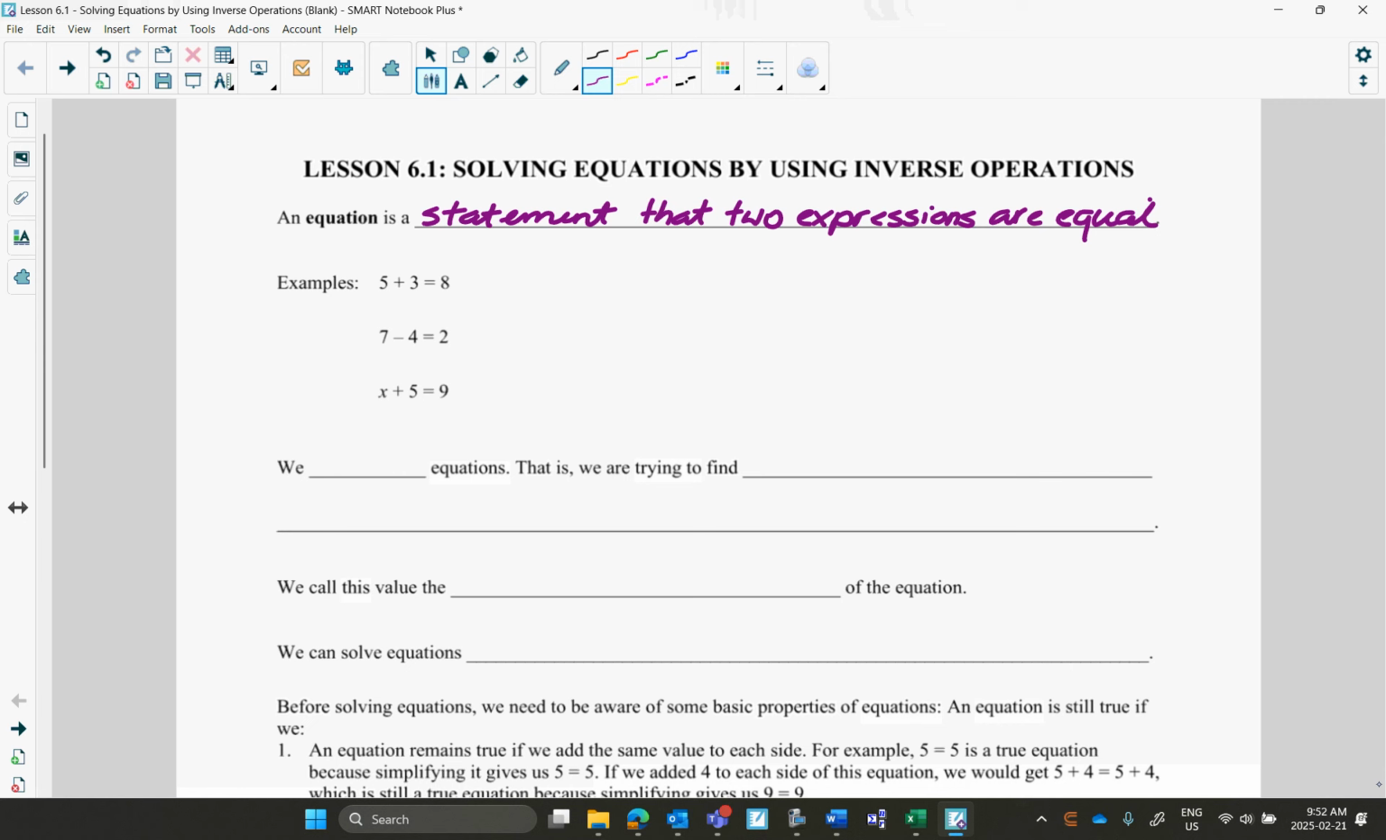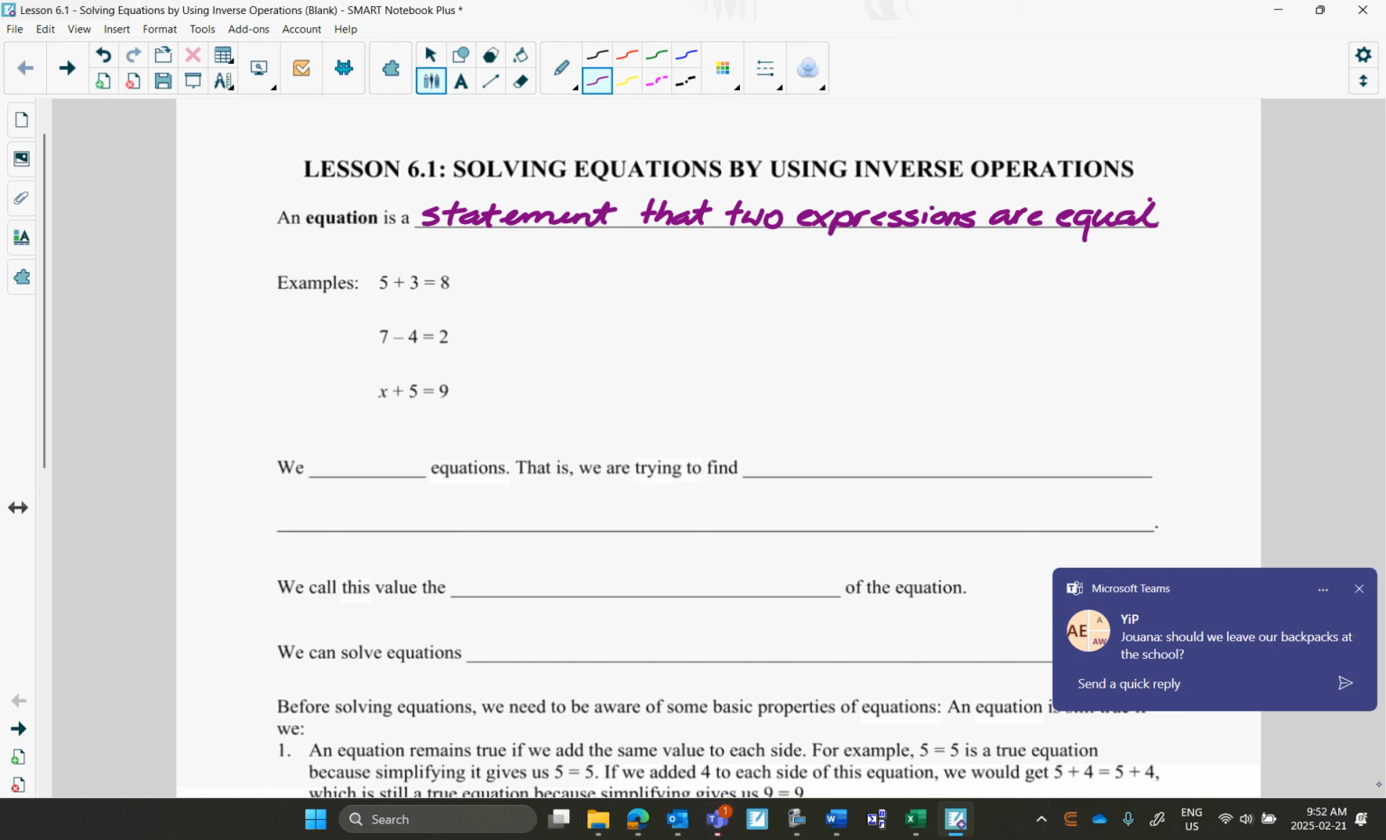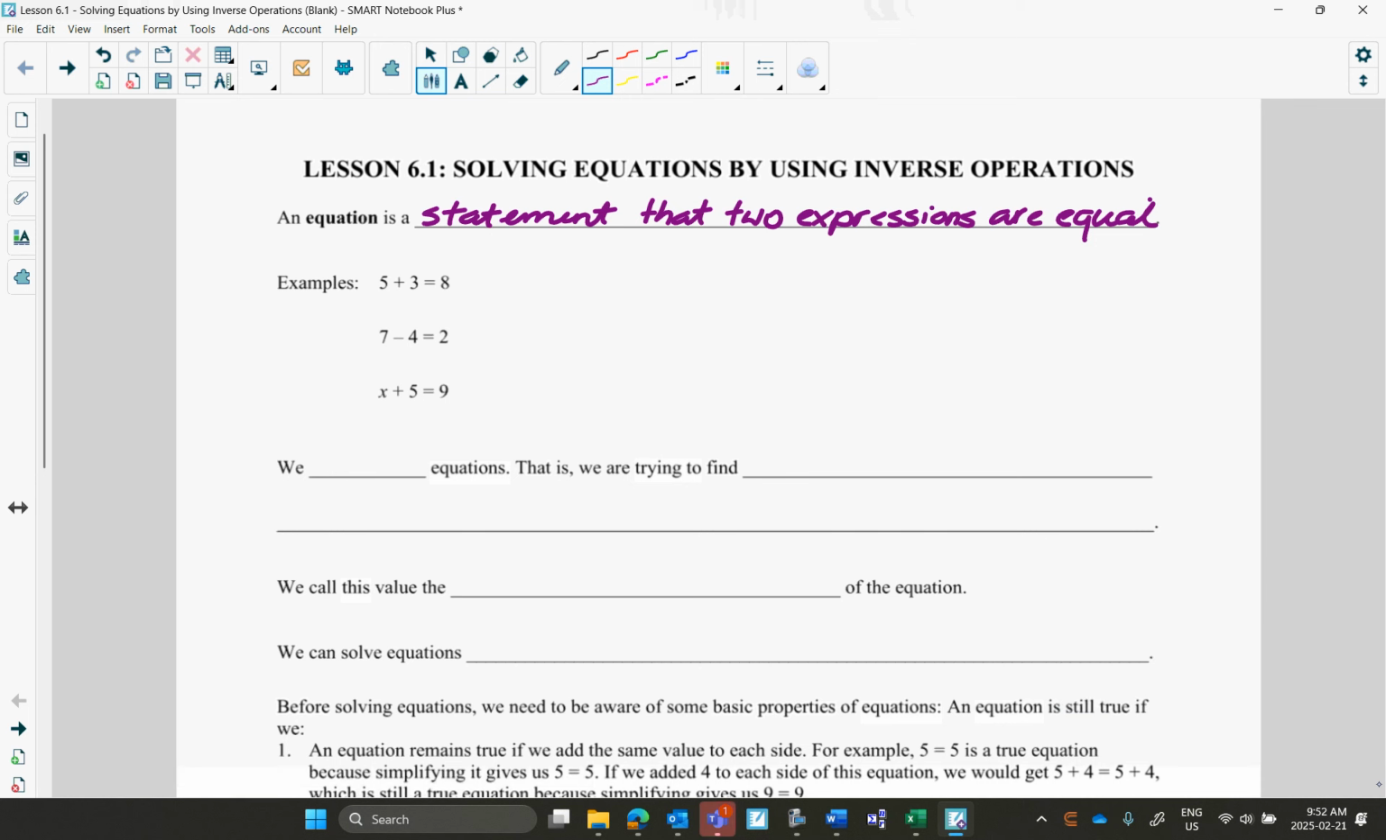Okay? How can you tell they're equations? Well, they've got statements on each side. These ones have numbers on each side and some operations on the left. This one has a variable on one side. Okay? Has a number on the right. But they're all equations because they have an equal sign between them.